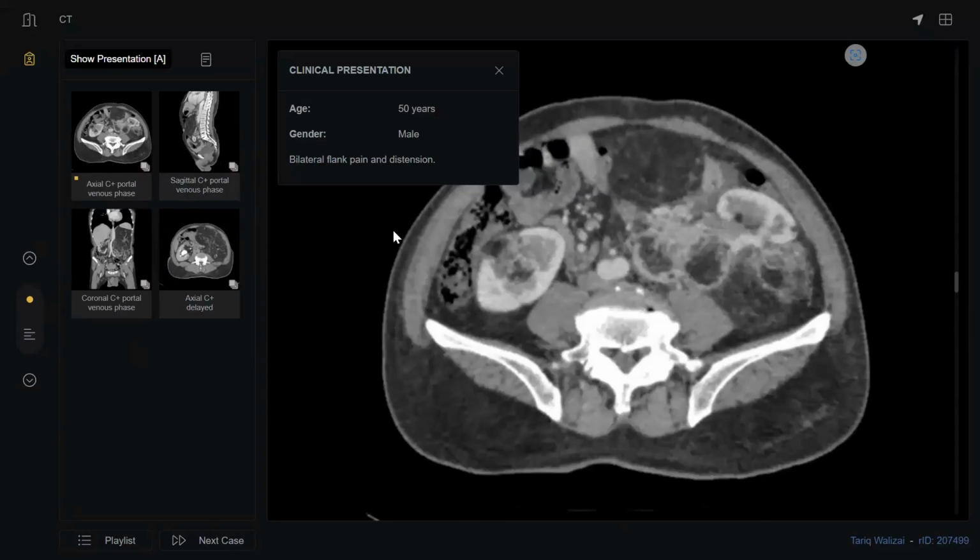Hello, 50-year-old male patient presented with bilateral flank pain and distension. 50 years old. Okay. Sir, I have asked for the remote control, please.